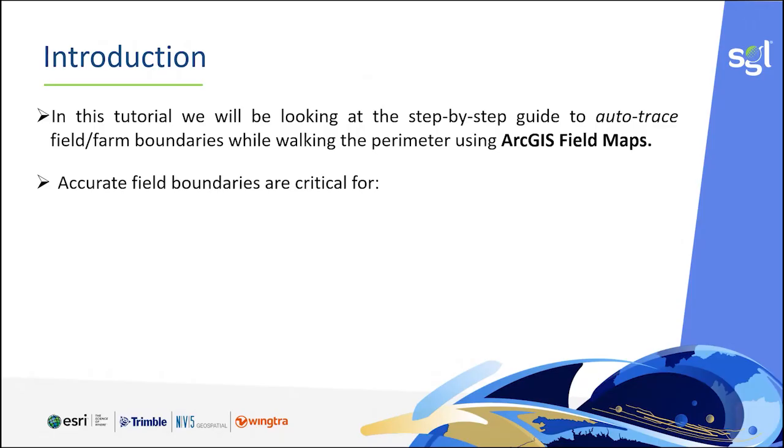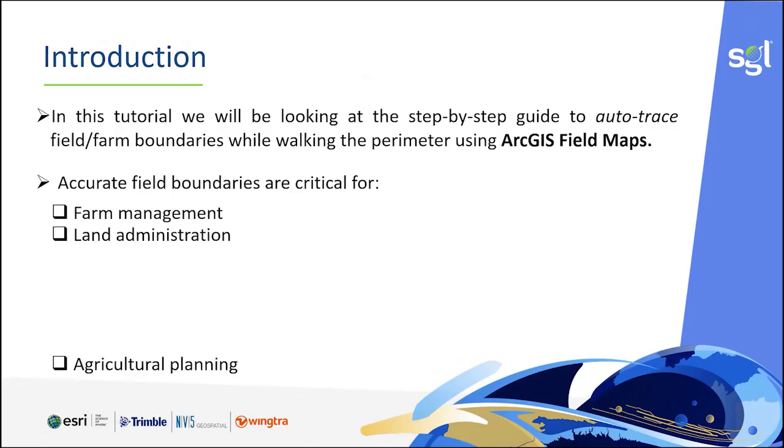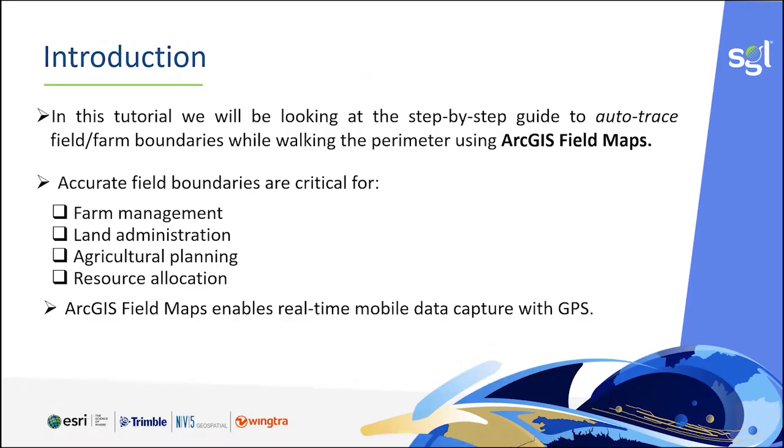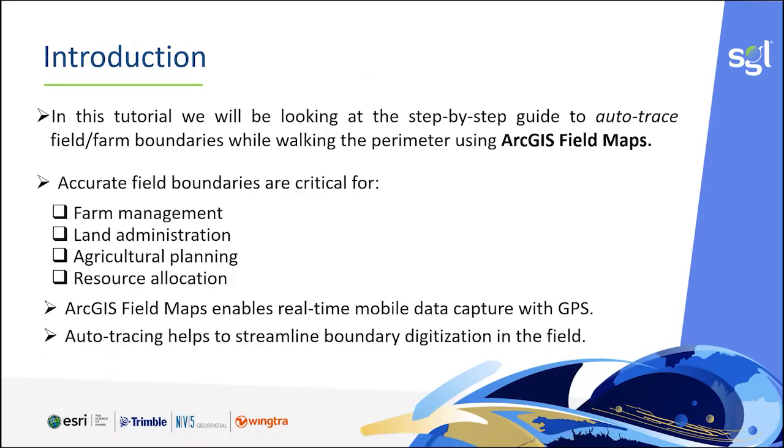what field boundaries are critical for. So it's important for farm management, to get the boundaries of your farm, for land administration, maybe the boundary of the particular size of land, then agricultural planning, as well as resource allocation. So this can be useful for all of these things. Then ArcGIS Field Maps enables real-time mobile data capture with GPS. That's important to note. And auto tracing helps us to streamline boundary digitization in the field.